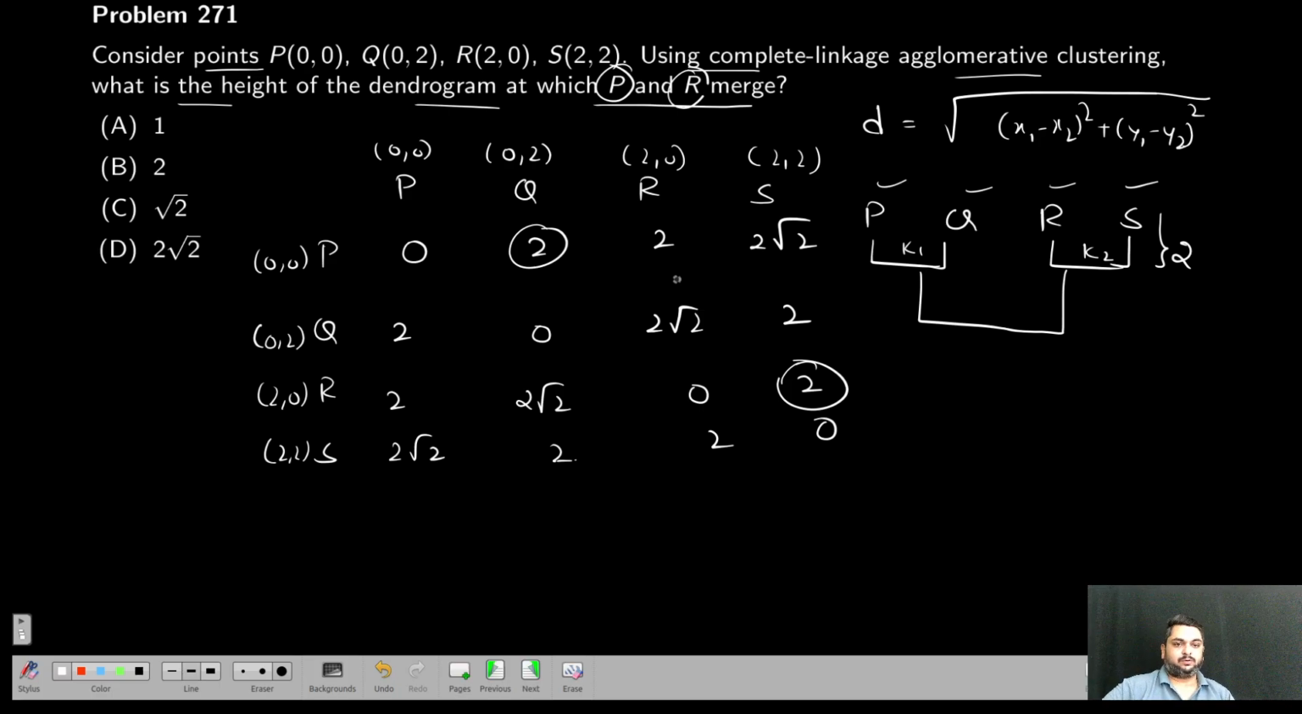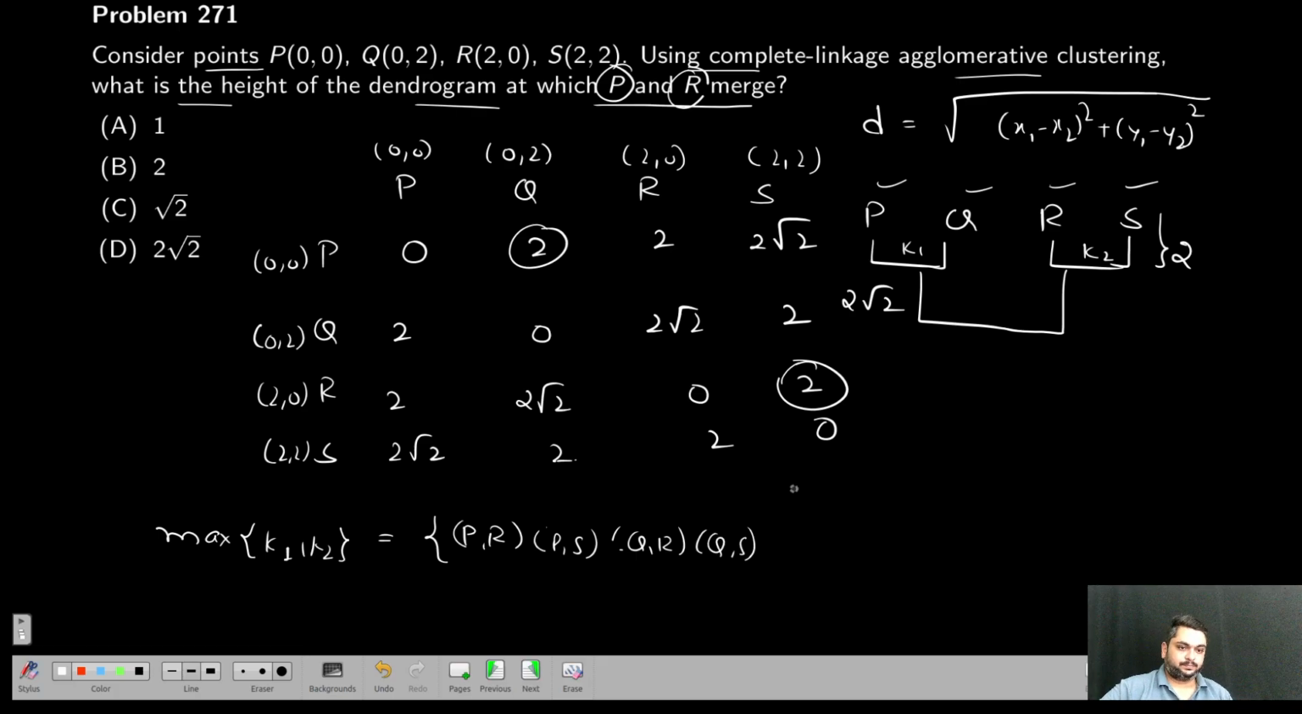Minimum of this, you need not find out also. The next height is 2 root 2. How will you take it? Sorry, maximum distance, because they are asking complete linkage. Maximum of K1 comma K2. So this will be equal to all possible combinations: P, R, P, S, Q, R, and Q, S, because K1 equals PQ, K2 equals RS. So all 4, and in this you find out the maximum distance.